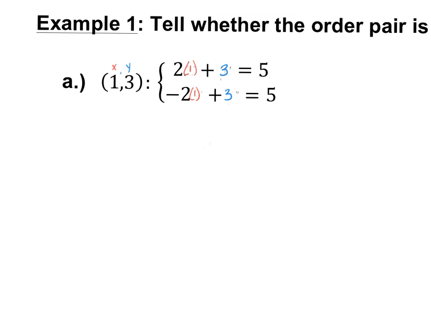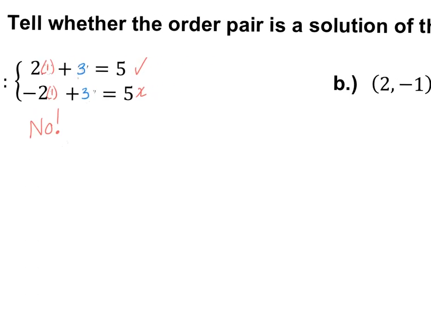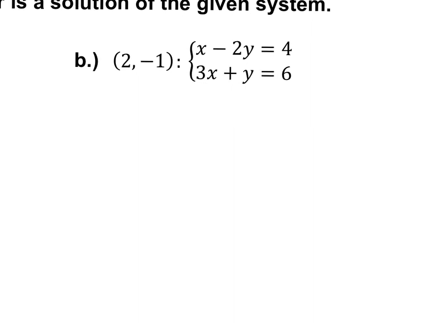Well, 2 times 1 in the first equation here, 2 times 1 is 2 plus 3 equals 5. So this first equation is true. In the second equation, negative 2 times 1 is negative 2. Add 3 to that and you're only at 1. So this one doesn't equal 5. It's not true. If one of them is not true, then this is a no. It's not a solution of that system of equations. They would both have to have check marks. They both have to work to be the solution. This is how you'll be checking your work eventually.